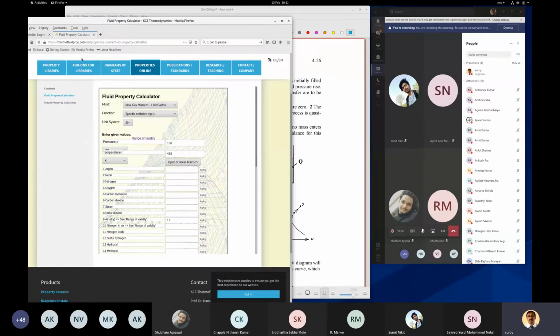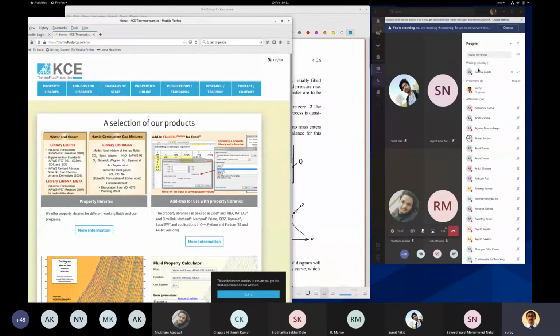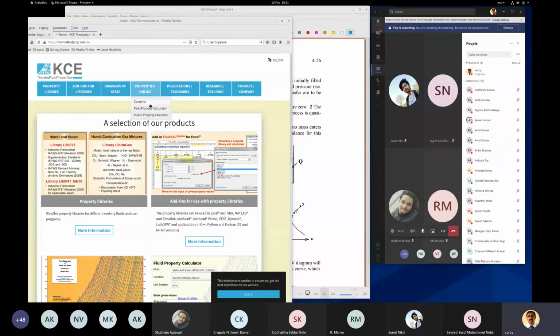So once you open the calculator, then you have to go to English, right? And then there is the steam property calculator, as well as fluid. Fluid contains everything and steam is only for steam.